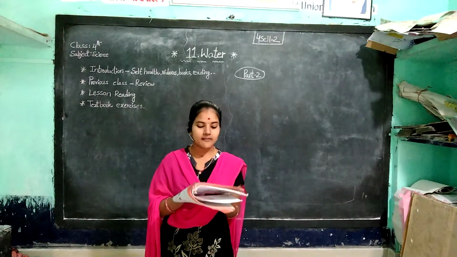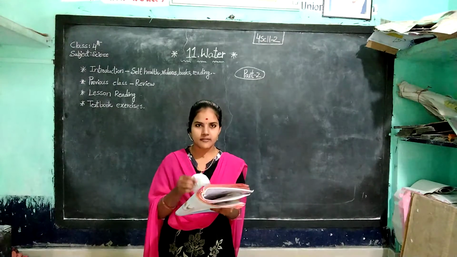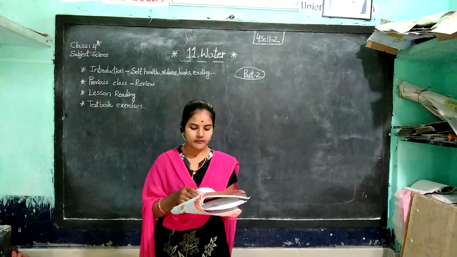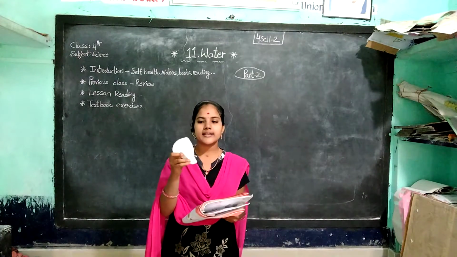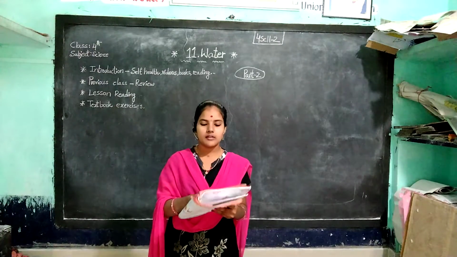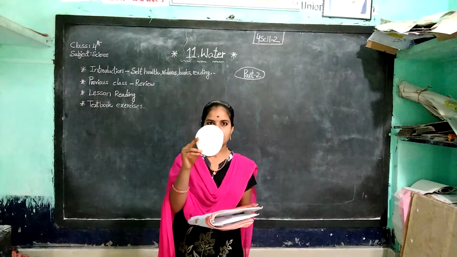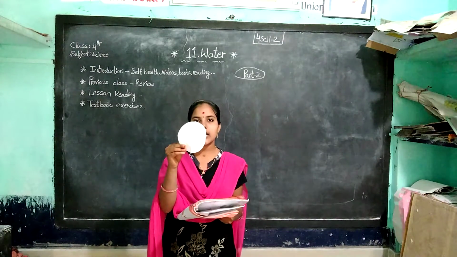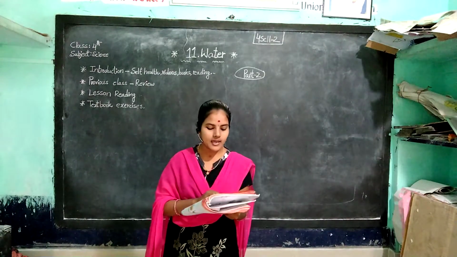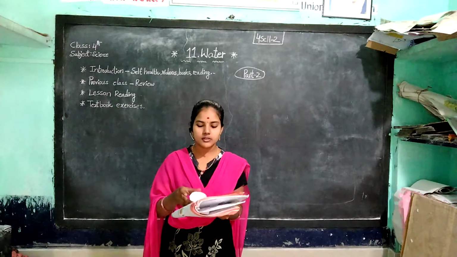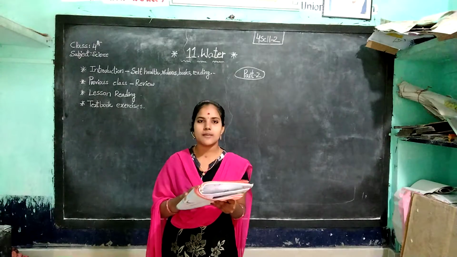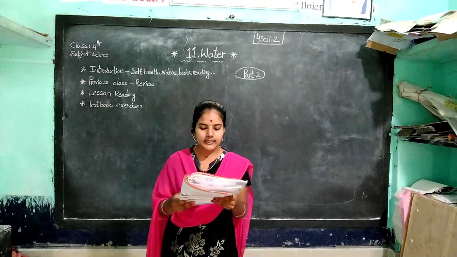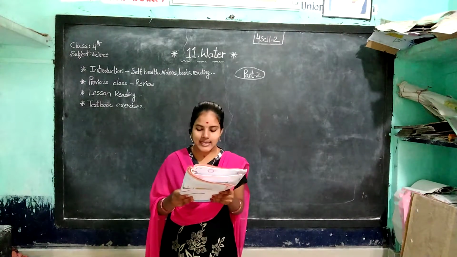Okay, ma'am? Take a filter paper. Have you ever seen the filter paper, children? See, this is the filter paper, round shaped filter paper. Here, first of all, we have to make it into a cone shape. After that, fix the funnel to a stand.